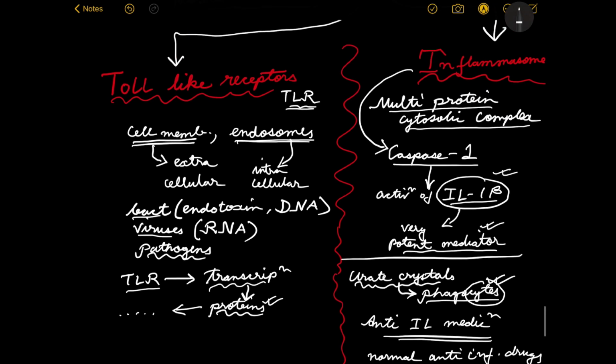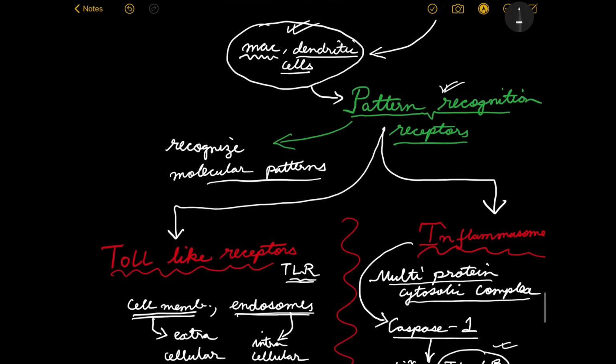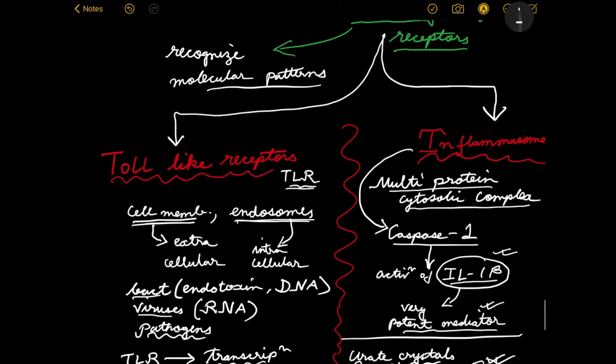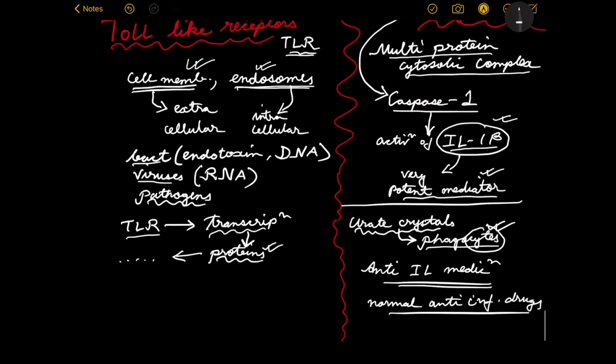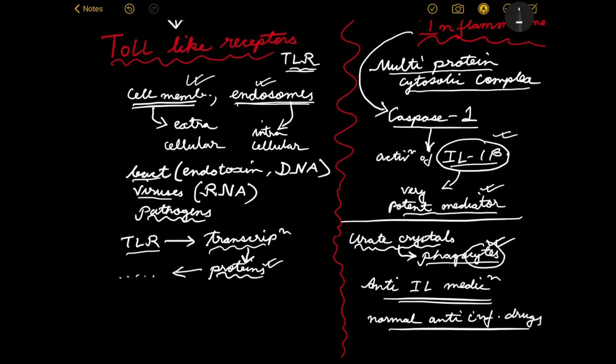So all you need to remember here is that Toll-like receptors and inflammasomes are both families under the pattern recognition receptors. Their task is to recognize molecular patterns, to recognize the stimulus which will bring about inflammation. Toll-like receptors have cell membrane components as well as endosomal components. Inflammasome, on the other hand, is completely intracellular. It is not present on the cell membrane itself, rather it is within the cell. It is a multi-protein complex bringing about the formation of interleukin 1 beta, a very potent mediator of inflammation, and thus has application in gout.